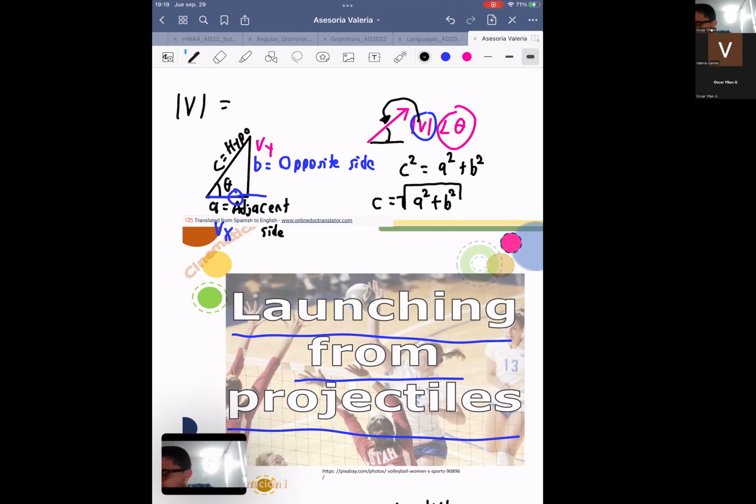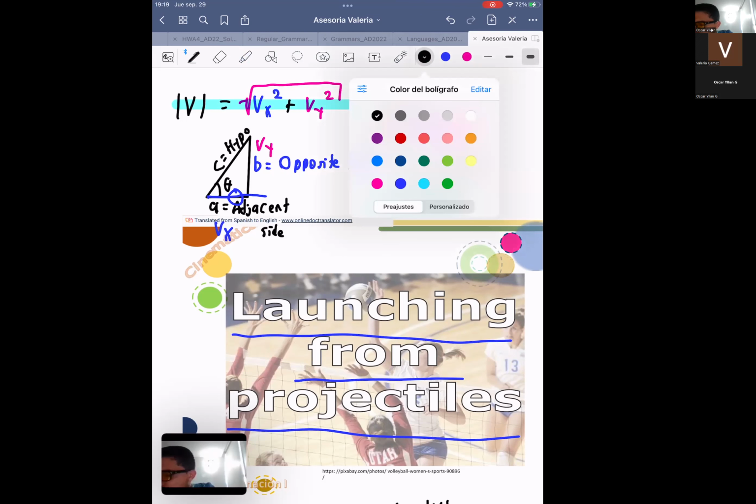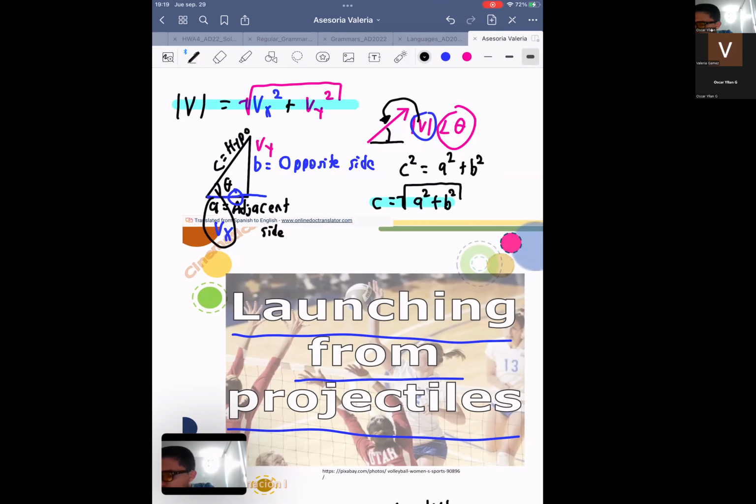If we translate the formula, we're going to have bx squared plus by squared, and the square root of that, just applying Pythagoras. In physics, the equivalences are A equivalent to Bx, and B equivalent to By. That's why we have this formula, and remember, this is the magnitude. Okay, that's for the magnitude.